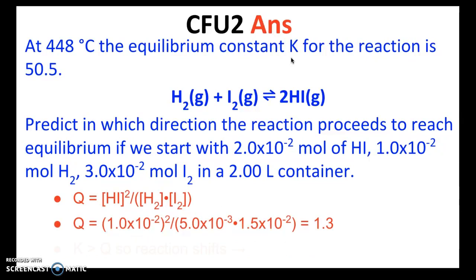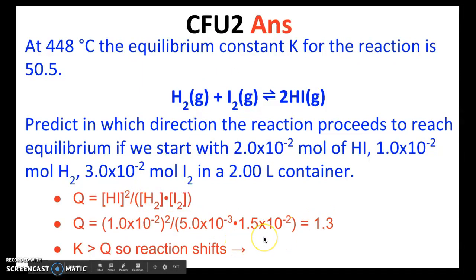Okay, so here is my work for it, so you can take a look at it. I didn't show the work for calculating the concentrations of HI, H2, and I2, but here are the values. This is my expression for Q, and then I plug that in, and the reaction is going to shift to the right because K is greater than Q.